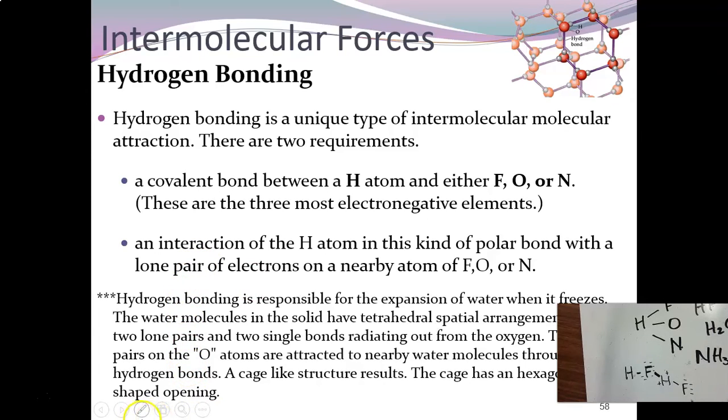The water molecules in the solid state have a tetrahedral spatial arrangement for the 2 lone pairs and the 2 single bonds that are coming off the oxygen. The lone pairs on the oxygen are attracted to nearby water molecules through hydrogen bonding, and it makes a cage-like structure. And it causes the water to expand ever so slightly as it rearranges in the solid state and gets a little bit bigger. So that can be a problem for the pipes in the wintertime.